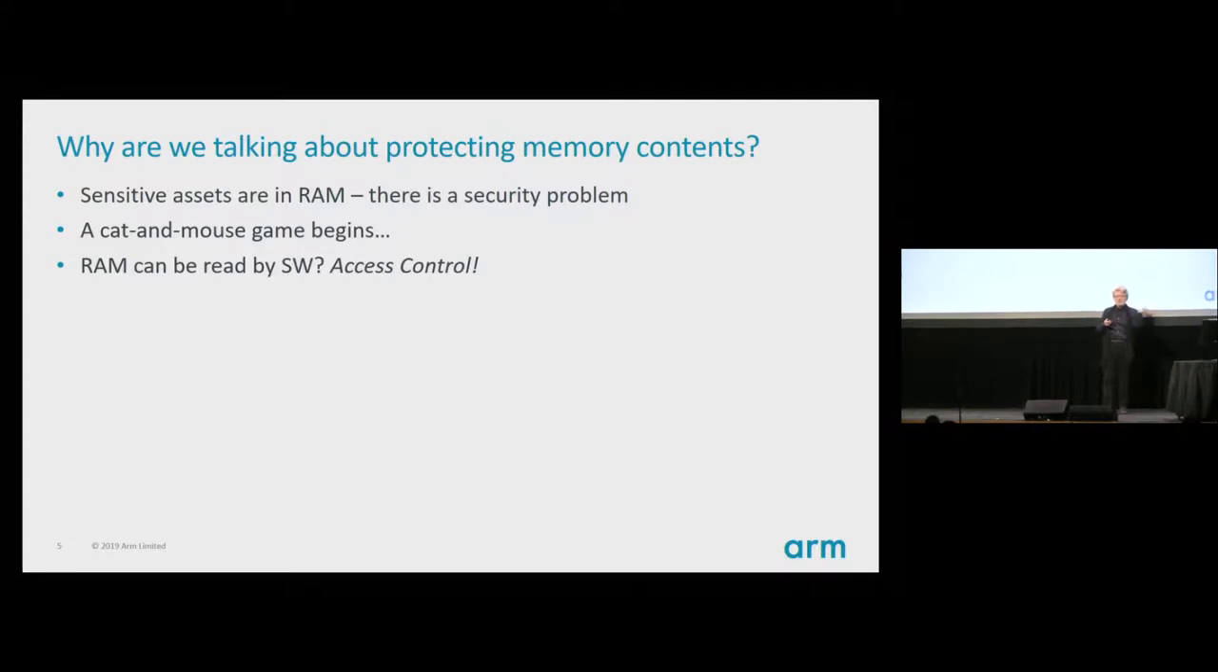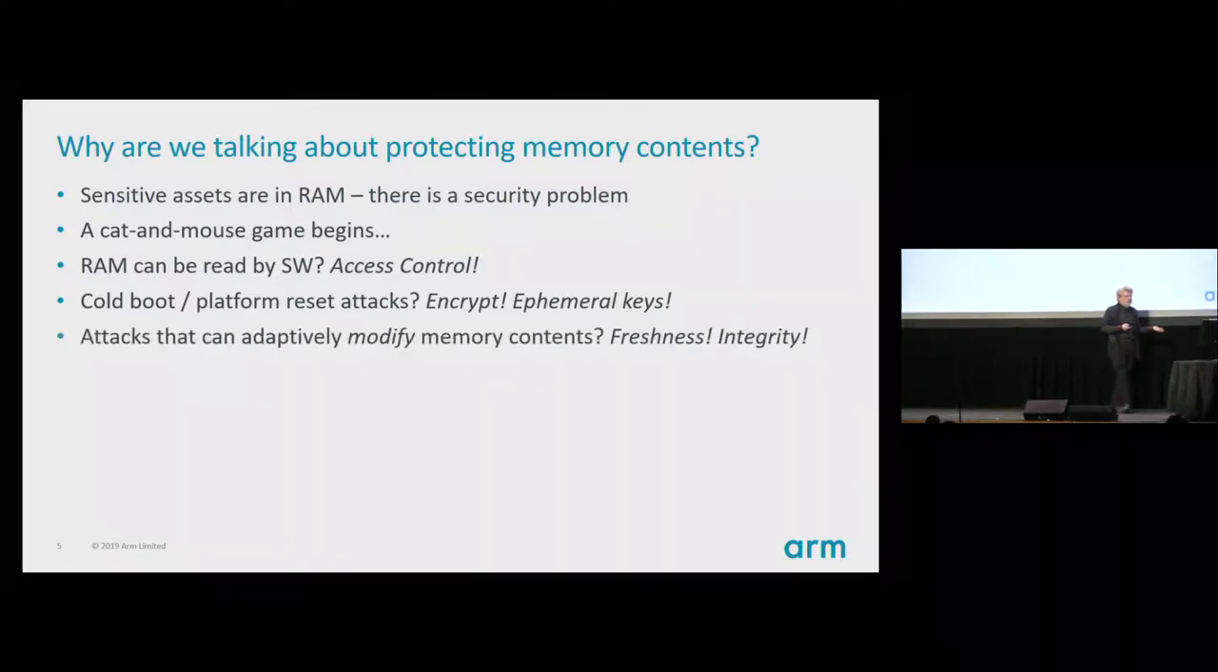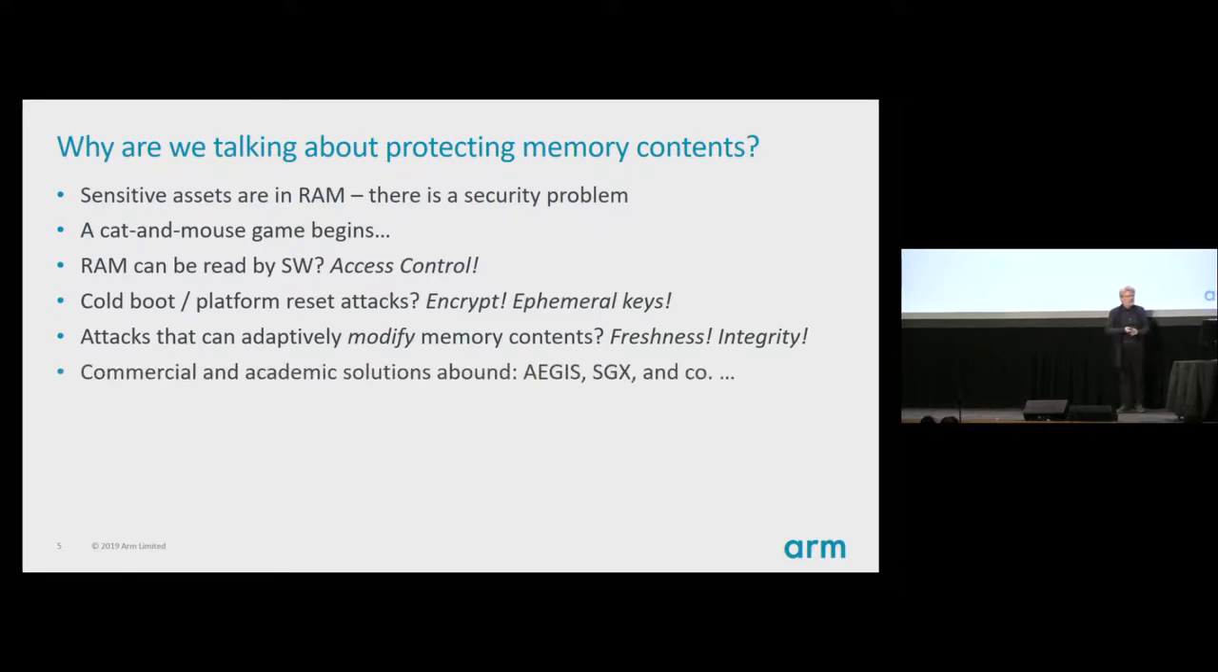So RAM can be read by software, then use access control. You have cold boot or platform reset attacks. Then encrypt things. Use ephemeral keys to avoid things being correlated across boots. Do you have attacks that can adaptively modify the contents of your memory? Then use freshness, so that if you encrypt the same thing twice, you get different things. We have seen these things this morning when Iwata-san gave his fantastic speech. And of course, add integrity to prevent these modifications.